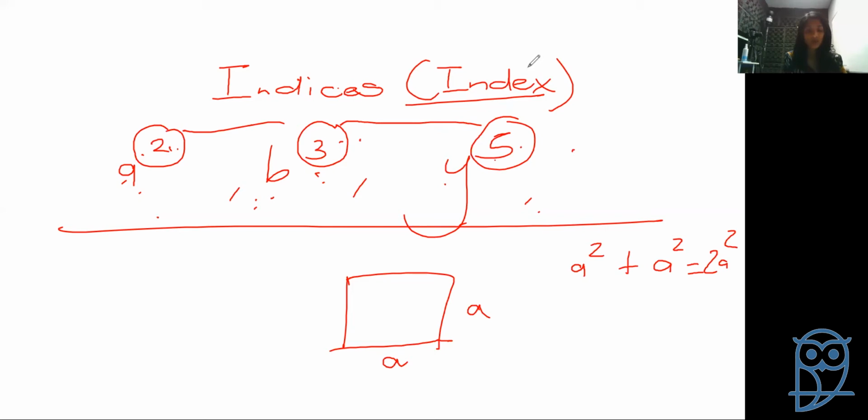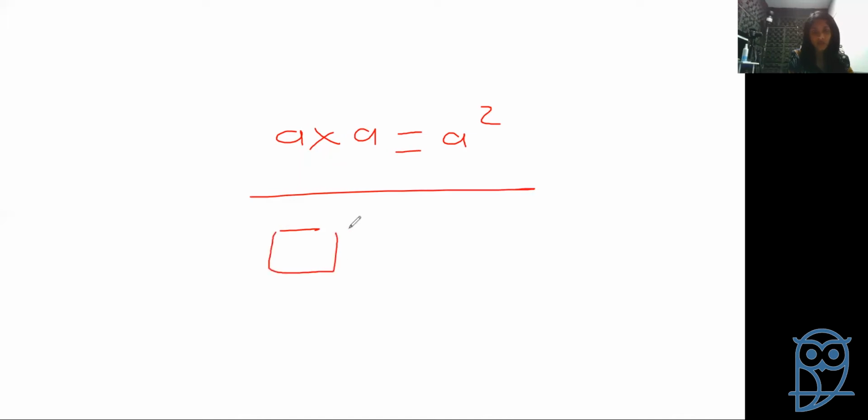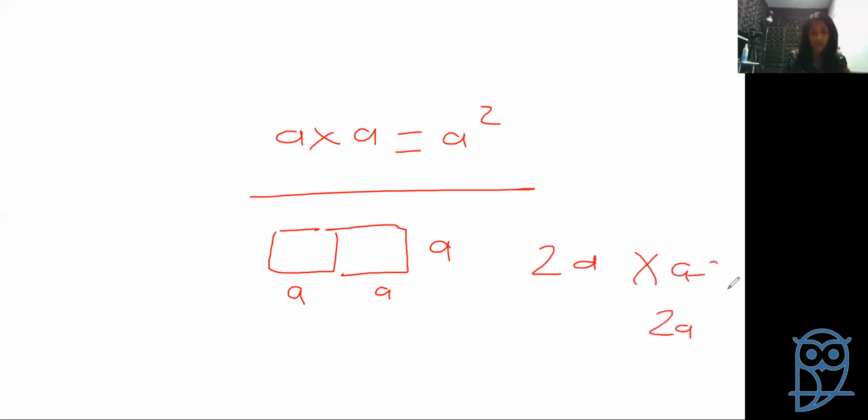Okay, so let's move along. I want to show you another. If its area is a times a, it will equal a squared. So if you have a squared plus a squared, or 2a times a, your answer will give you 2a squared. Okay, and that's how you work with indices.